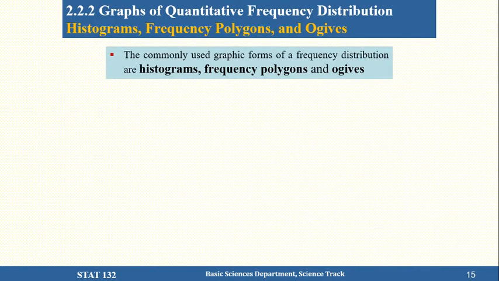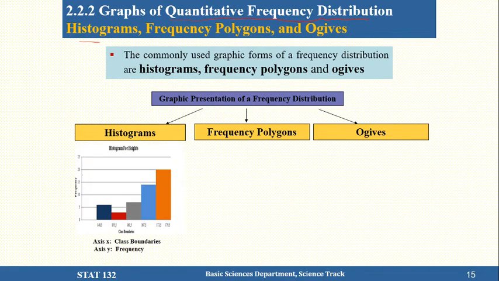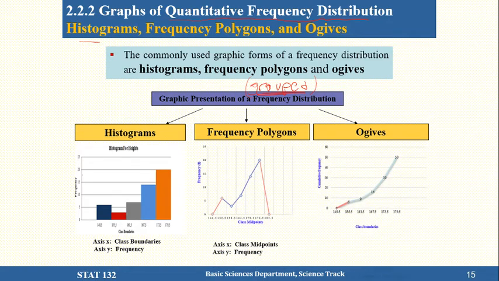Now, always you have to represent the quantitative frequency distribution, especially the grouped frequency distributions, by using graphs. So these are the most common graphs we use here. For the ungrouped distribution, you can use the bar chart and the others for the qualitative data. But for the grouped, we have mainly histograms, frequency polygons, and Ogive graphs.